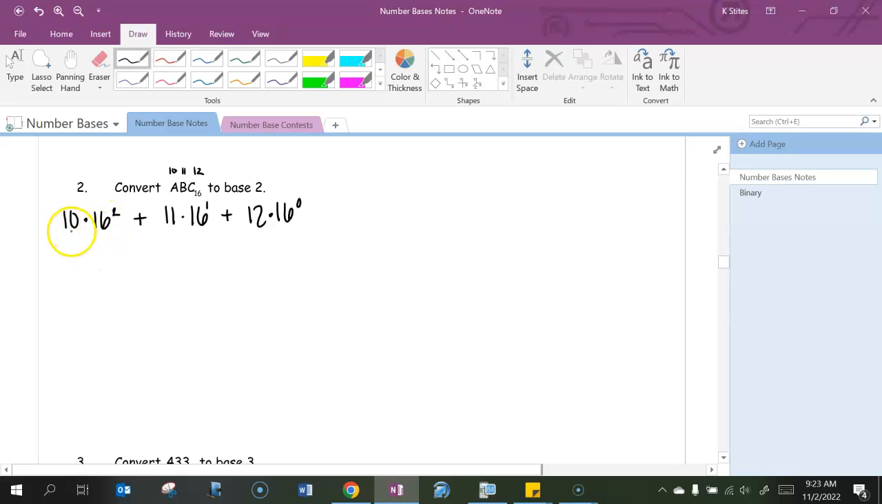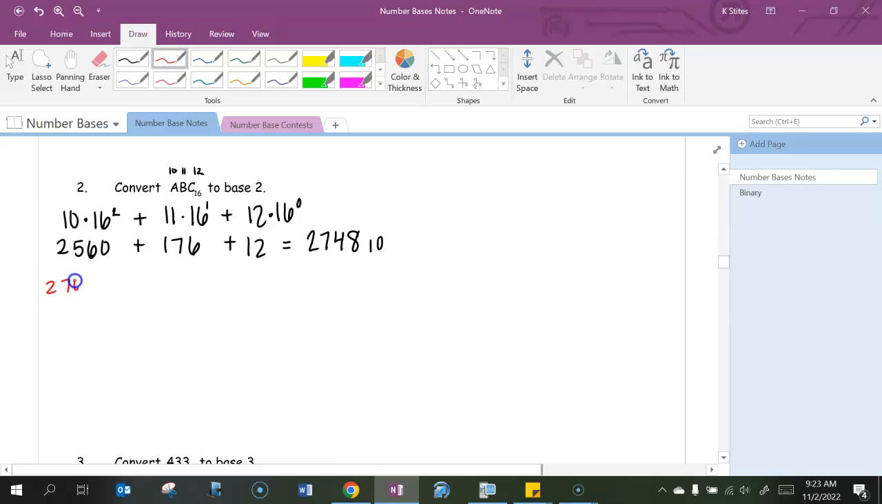And this is going to be 256 times 10, which is 2560, 11 times 16, which is 176, and then this will just be a 12. I know these are bigger numbers, but just take my word for it. It's going to be 2748 base 10. Okay, so now you're going to take this 2748 base 10, and we're going to be dividing by 2 because we want to go to base 2.